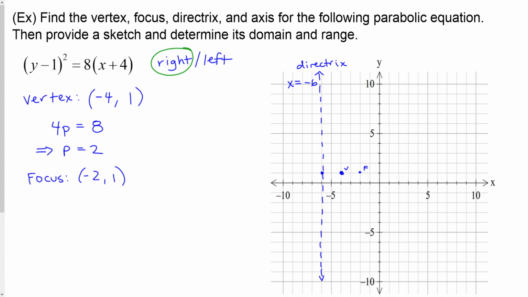Now the length of the latus rectum is 8, so that means I'd go 4 units above and below the focus to find the next 2 points on my parabola. So it's going to be opening quite wide here. So a decent sketch is going to look like that. I haven't stated the directrix over here, even though I did put it on the chart. So I'll go ahead and put it over here.